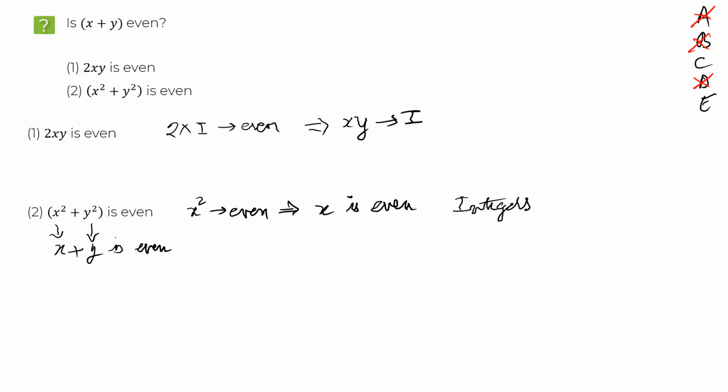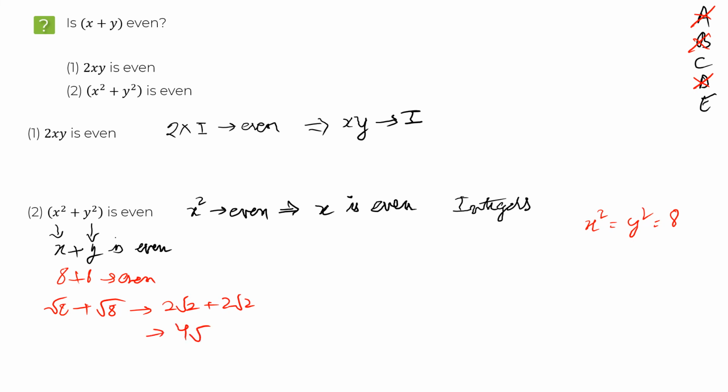And if you want, I can show you a value. Let's take x square and y square, for example, as 8. If you take 8 plus 8, you will find this is even, it is 16. But root 8 plus root 8, which is x plus y in this case, is 2 root 2 plus 2 root 2, which is 4 root 2, and 4 root 2 is not an integer. So B is not the right answer. Statement 2 alone is not sufficient.